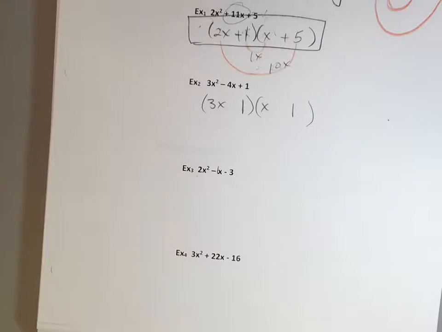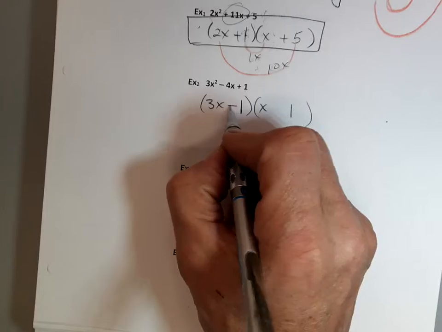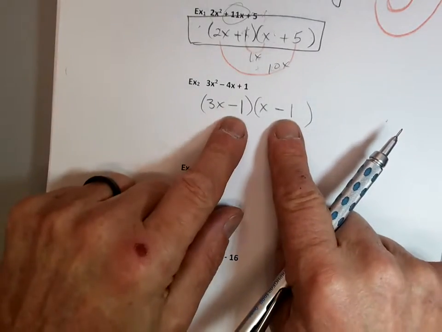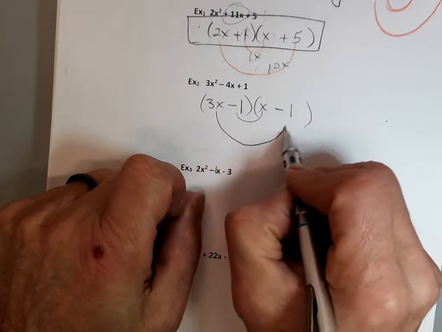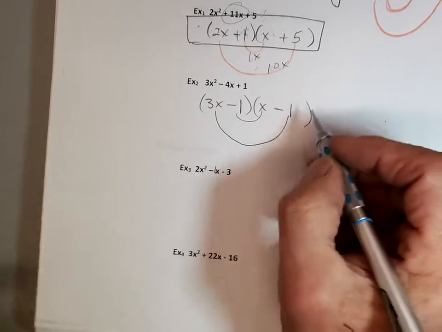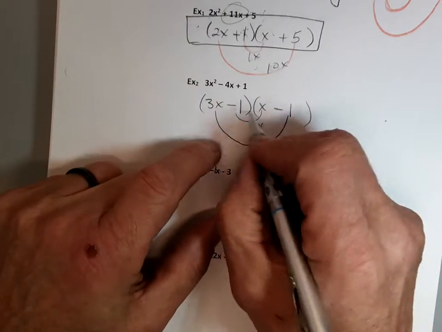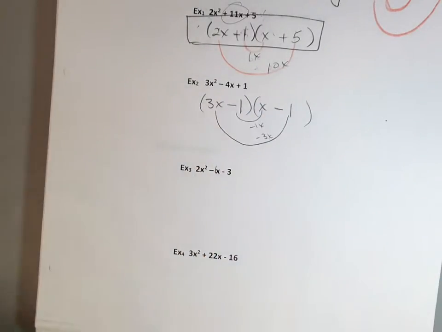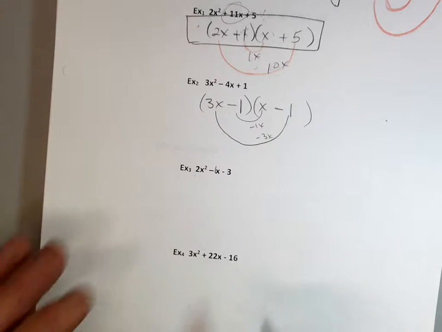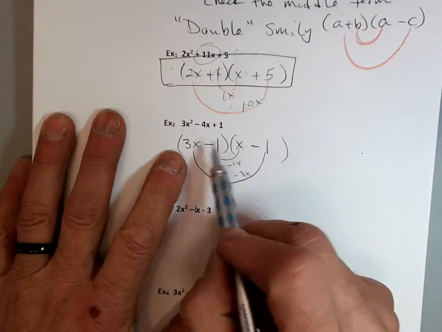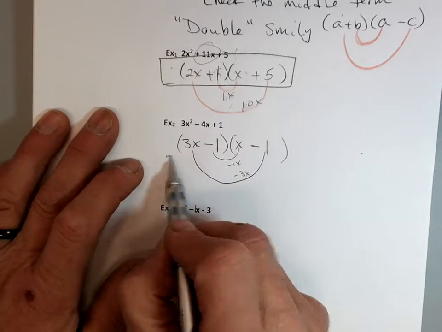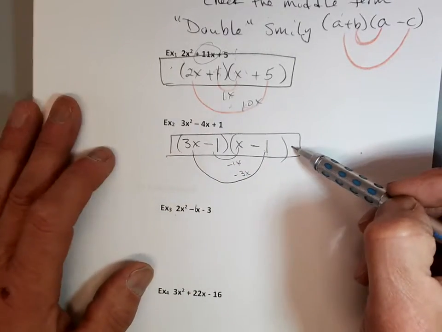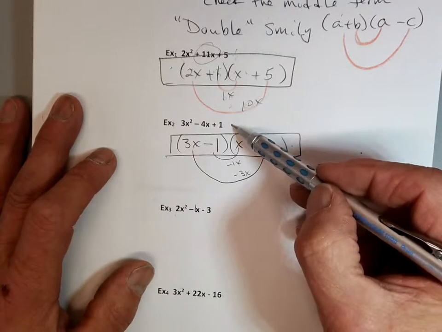Derek, why do they both have to be negative? Because it's a -4. -1 times -1 is a +1, and he will, by the double smiley. You see the double smiley? We're going to get a -1x and a -3x, which together add up to the -4x, okay? And if you want to multiply it all out to check it, 3x squared minus 1x minus 3x plus 1, it works, okay? Again, this is the factored form of this trinomial.